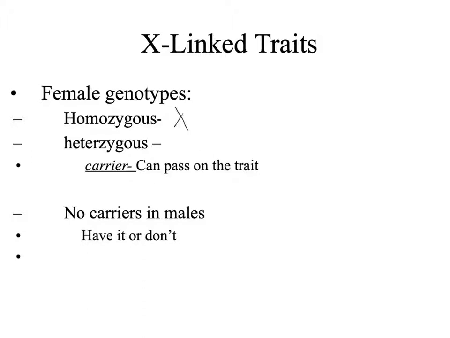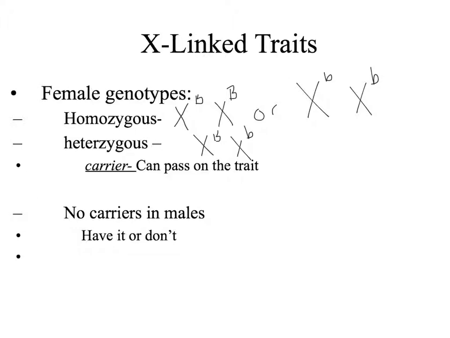So in this case, our female can be homozygous dominant, X big B, X big B, or she can be homozygous recessive, X little b, X little b. Notice that the traits themselves, or the alleles, are written as superscripts on the X chromosomes. Females can also have a heterozygous genotype, being X big B, X little b.